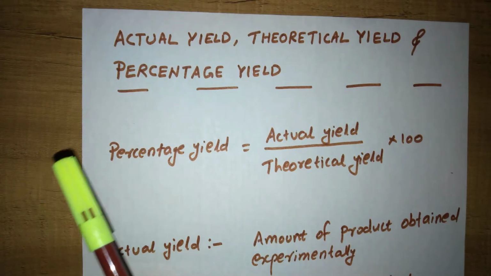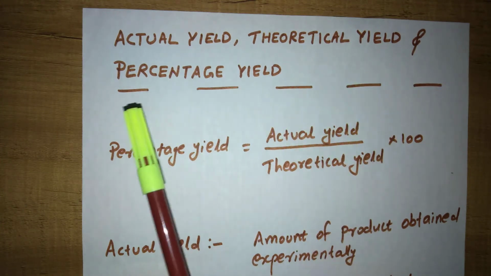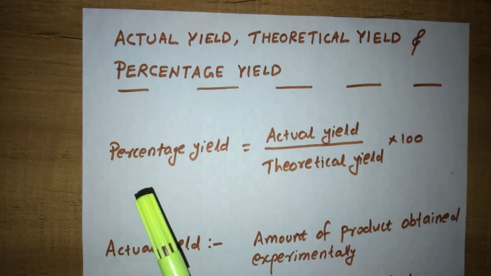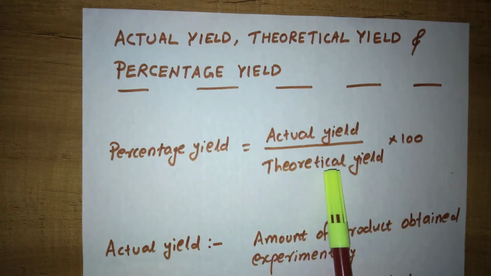Hi everyone, today's topic is actual yield, theoretical yield and percentage yield. This topic is in chemical process calculation. Percentage yield equals actual yield divided by theoretical yield, into 100.